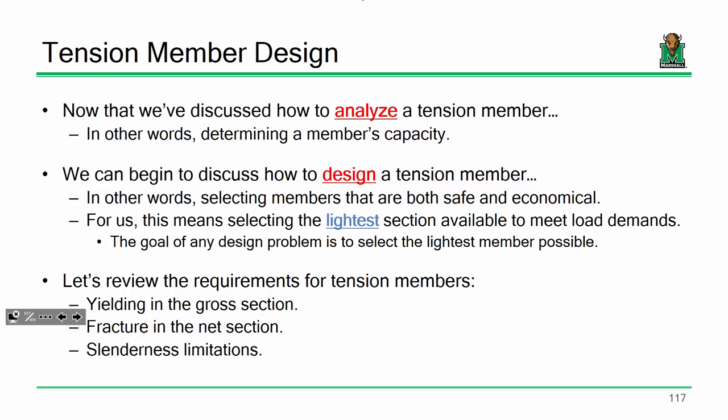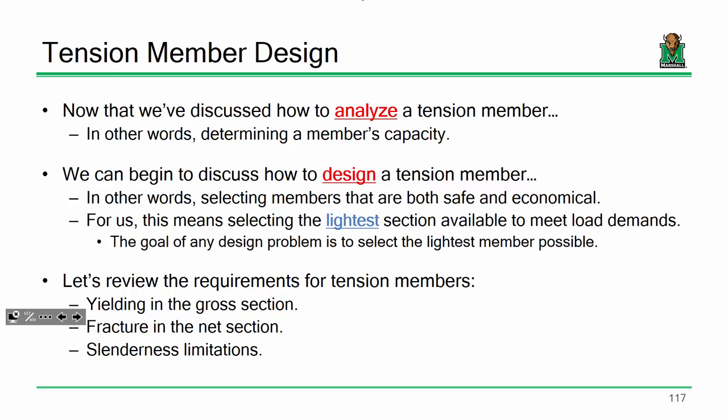I want to talk about designing an element. In other words, selecting a member. If I give you a dead load and a live load, now you need to select something. Now you need to open that manual and find an element that works, okay? That's the nuts and bolts of design, no pun intended, okay?